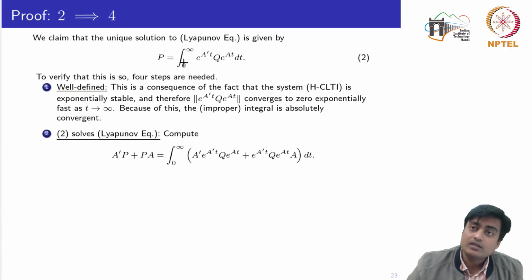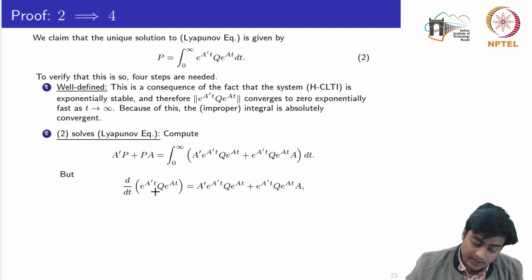Second, this P solves the Lyapunov equation. You can verify this by putting this P into the Lyapunov equation itself, and then verifying whether the left hand side is equal to the right hand side. In the left hand side, we put this P, which is given by A transpose P plus P A. So I put this P integral from 0 to infinity here. Since the matrices A transpose and A are time invariant, I can take them inside the integral without affecting the value of the integral. So this finally I would obtain.